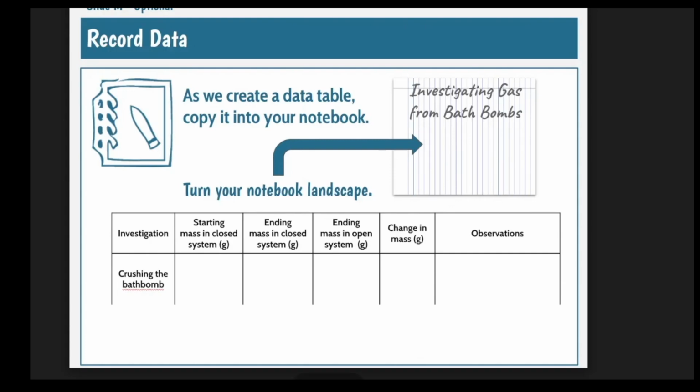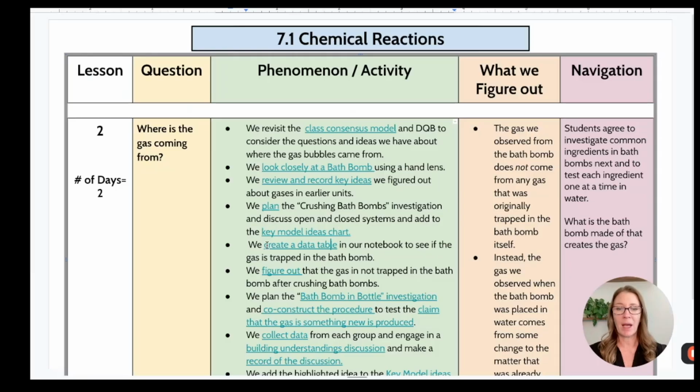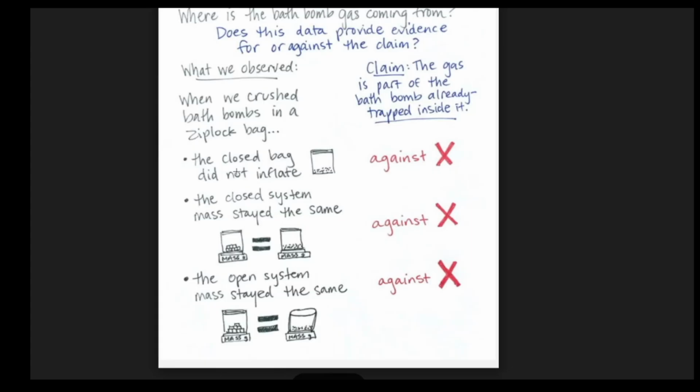So what we're trying to figure out here is, does the mass change when you crush the bath bomb? And so we're going to go through this investigation together, and we are going to figure out that the closed system did not inflate, and the closed system mass stayed the same, and the open system mass stayed the same. So we're trying to figure out, is gas a part of that bath bomb? Well, when we crushed it, no gas came out, so that would be a no. When we crushed it and it was in a closed system, the mass was the same, so no. And the open system, the mass stayed the same. And so the gas didn't leave. So this shows us that the gas is not a part of that bath bomb.